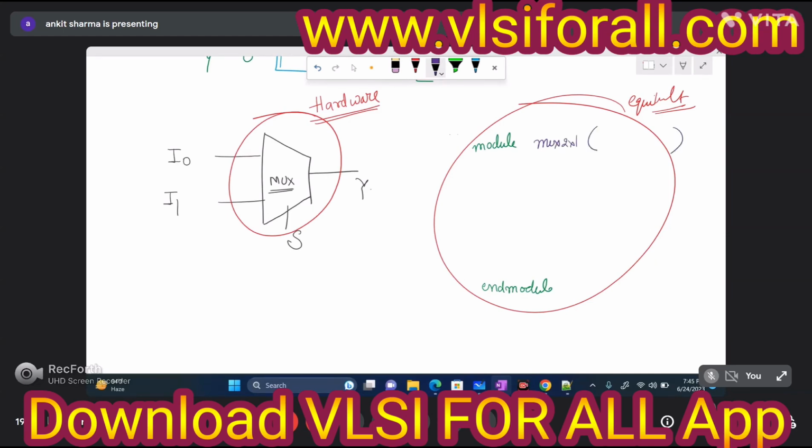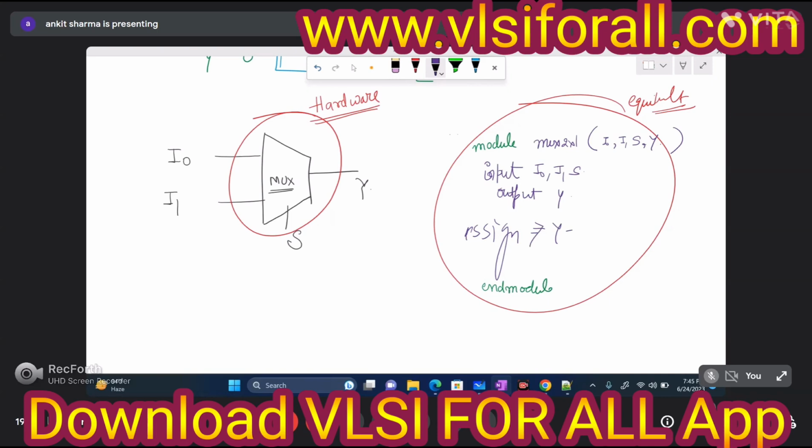So here it could be mux of 2:1. You can give some inputs like I0 comma I1 comma S comma Y. And you can define that the inputs are I0 comma I1 comma S, while the output is Y.